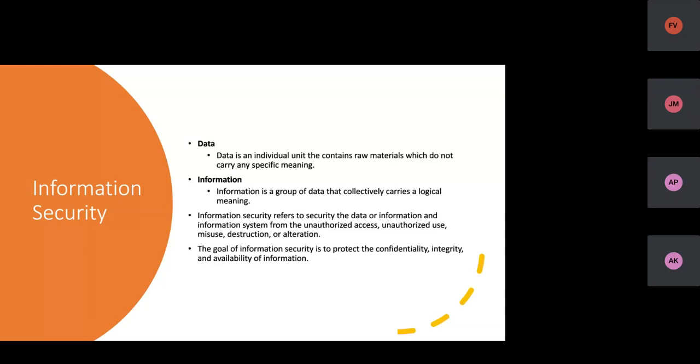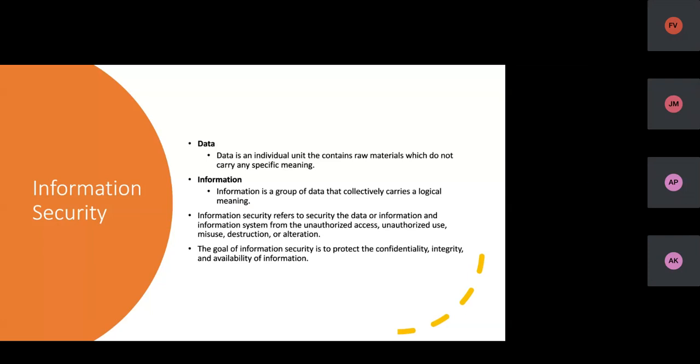It carries something, it carries a meaning. It might be a collection of data. It might mean data processed and put into another form or something like that. Information is like processed data.